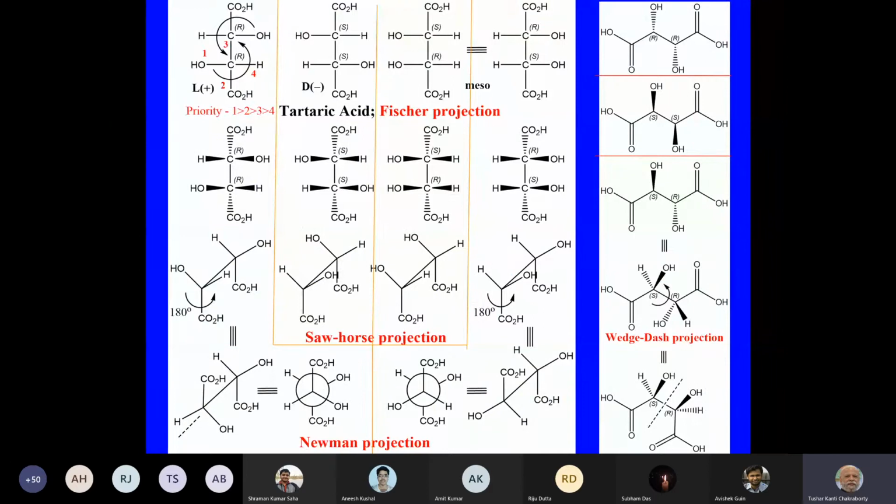And I have shown some of the ways you can draw a structure on a piece of paper, but it gives a feeling of three-dimensionality.